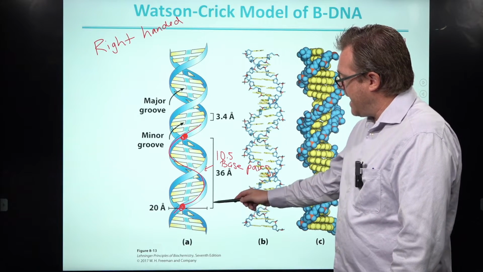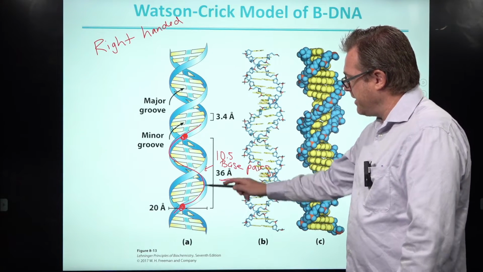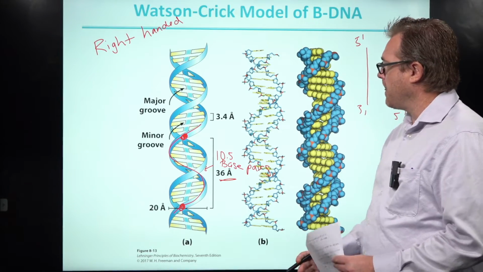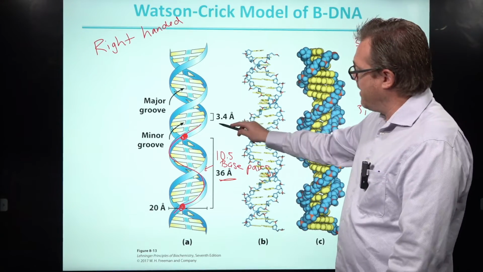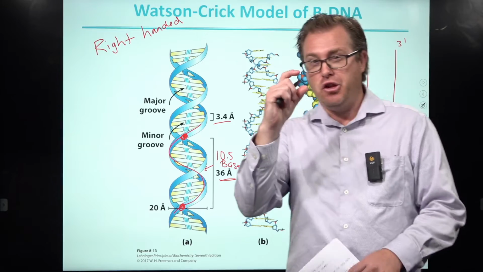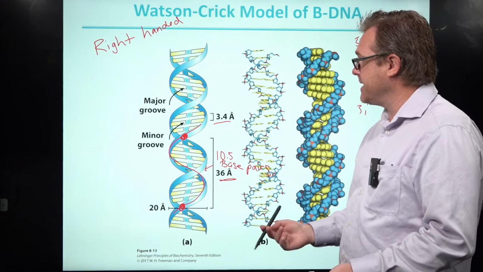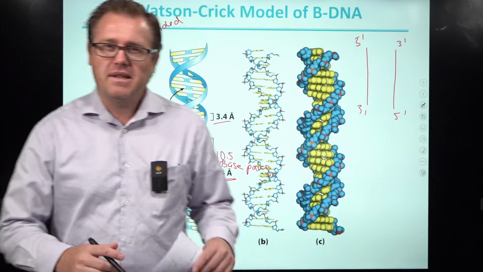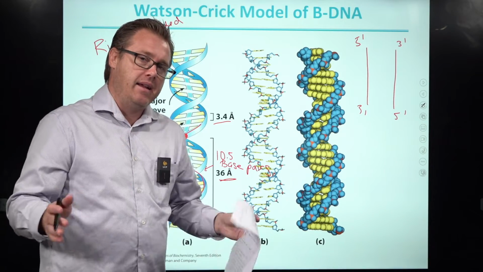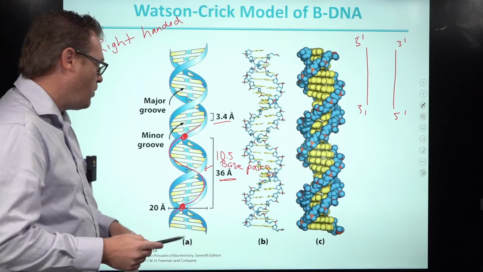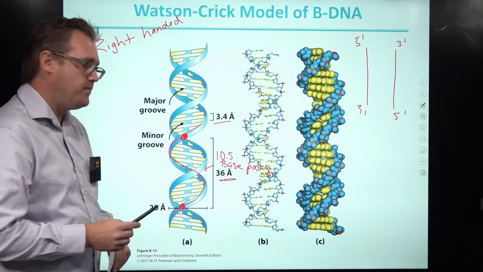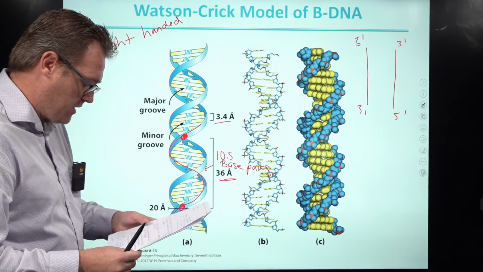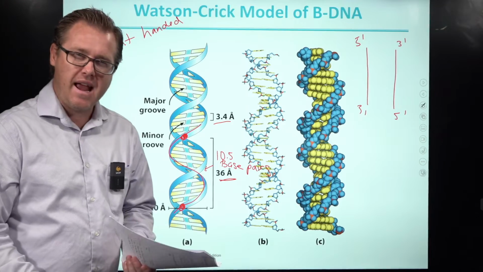And that full turn you can see is 36 angstroms. Okay. And then we have right here this number, the distance between two base pairs is 3.6 angstroms. And then you can also see how wide that DNA helix is. That's about 20 angstroms wide. So those are some key numbers to understand and remember.